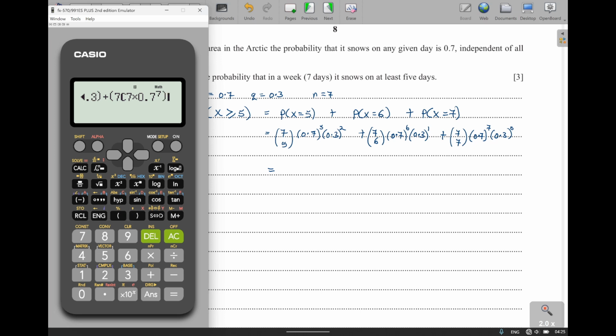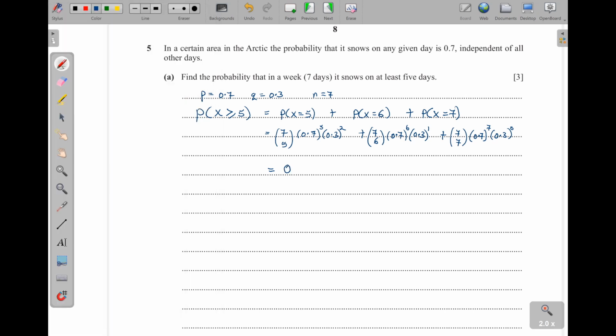So all together that is what I get, but to 3 significant figures I will write 0.647.